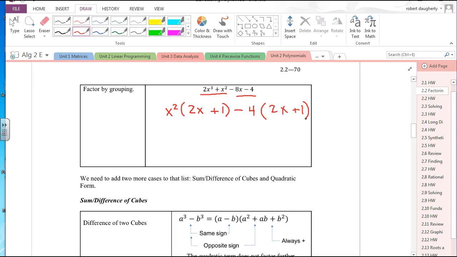Okay, and then this becomes what? X squared minus 4, 2x plus 1. Is that completely factored? No, x squared minus 4 can be factored as what? Yeah, x minus 2, x plus 2, and 2x plus 1. So that is the complete factorization. So we started out with a cubic. I didn't have methods for factoring cubics, but I knew factor by grouping, and then that brought me to difference of two squares.